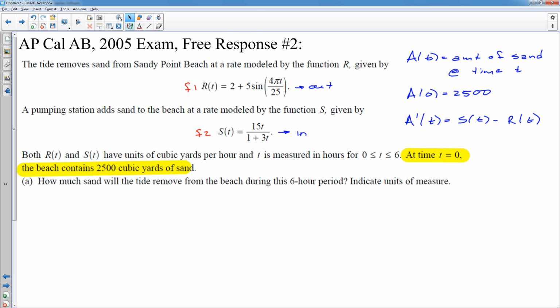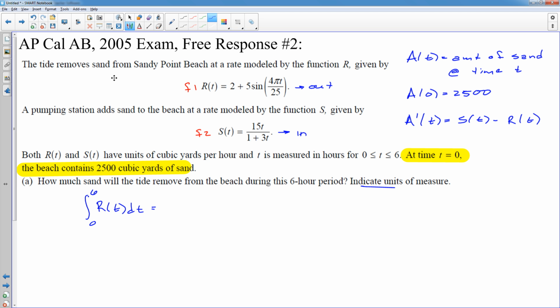So continuing on, how much sand will the tide remove during the 6-hour period? It does tell you to indicate units of measure, but they shouldn't have to tell you that. You should do that automatically. So we are looking strictly at the amount of sand being removed, which is my top function. And so this would be the area from 0 to 6 under the function R of t. Since they defined it R of t, you are actually free to use that notation in your work shown.